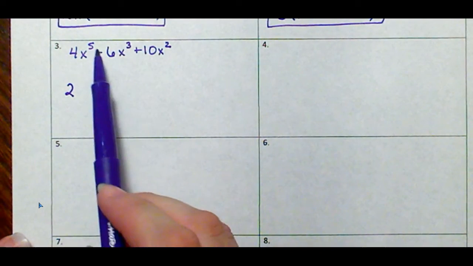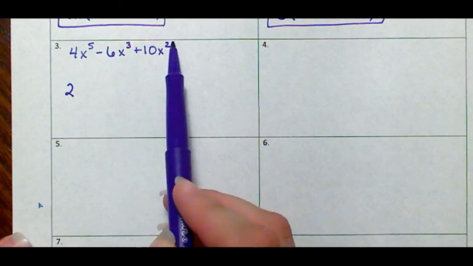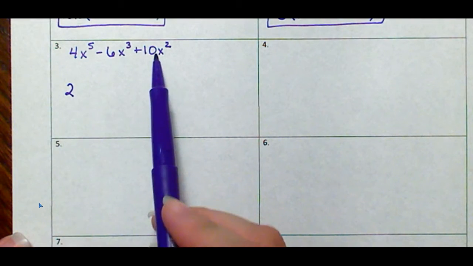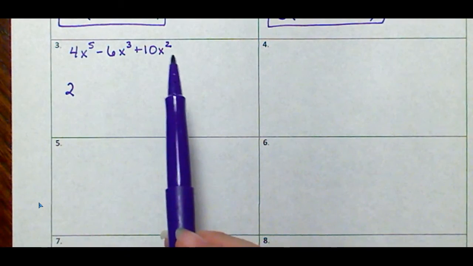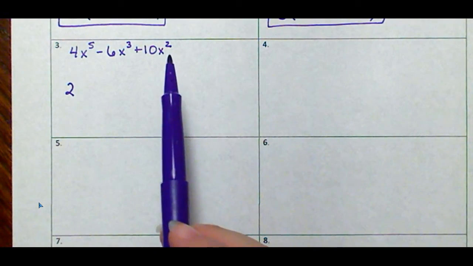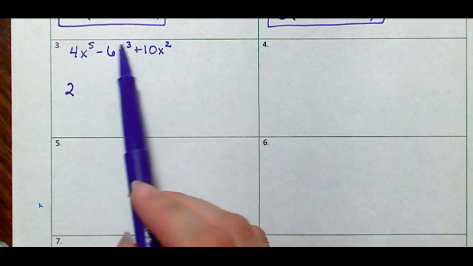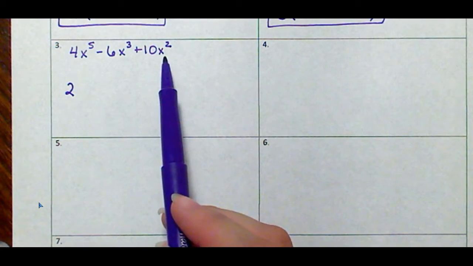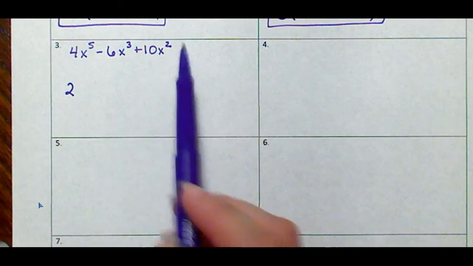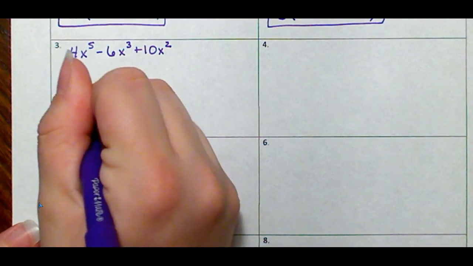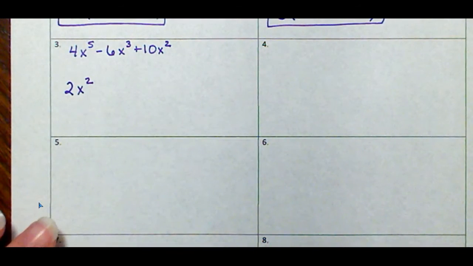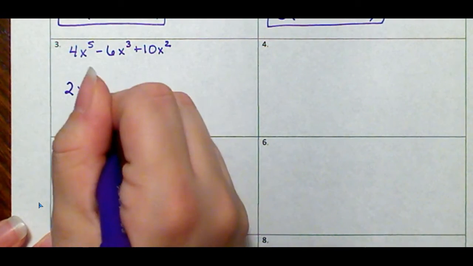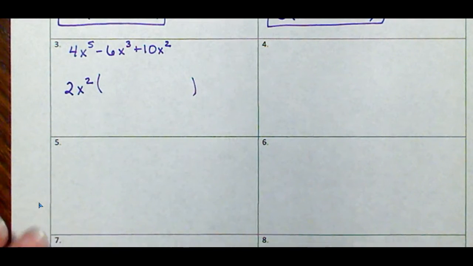Now looking at my x's, I have 5 here, 3 here, and 2 here. So the most x's they have in common is 2. I can't say 5 because this one doesn't have 5 x's to give and this one doesn't have 5 x's to give. The most any of them have to give are 2 x's. So we're going to say x squared is the rest of our GCF. So 2x squared is our greatest common factor. So then we have our parentheses, and now we're going to go backwards.